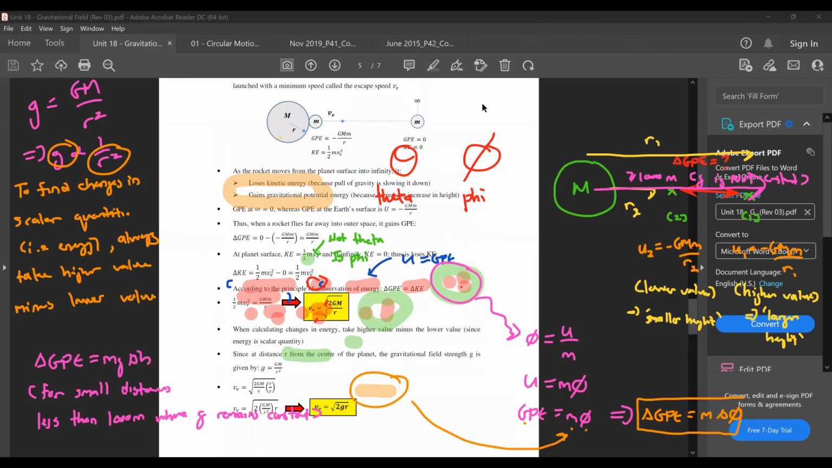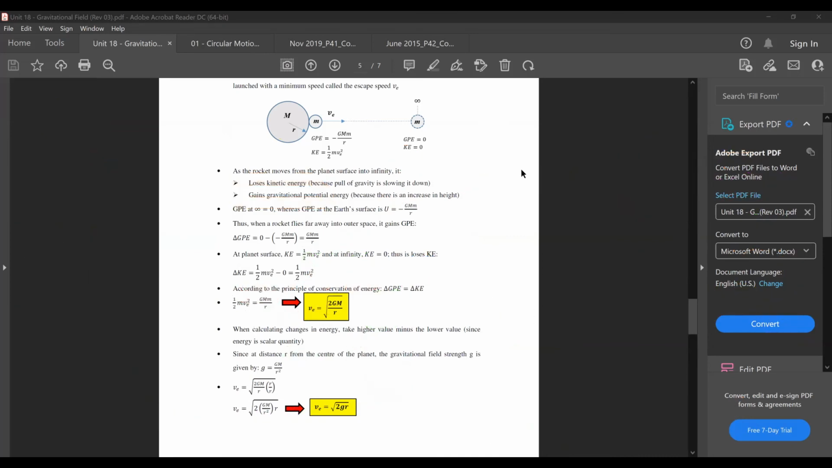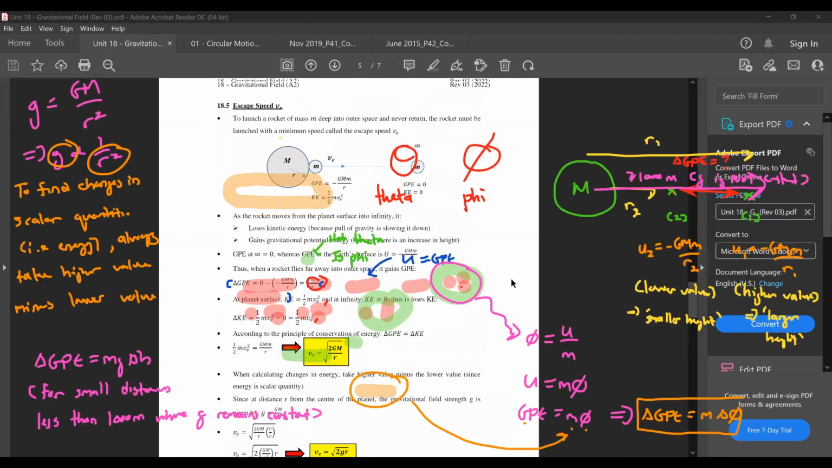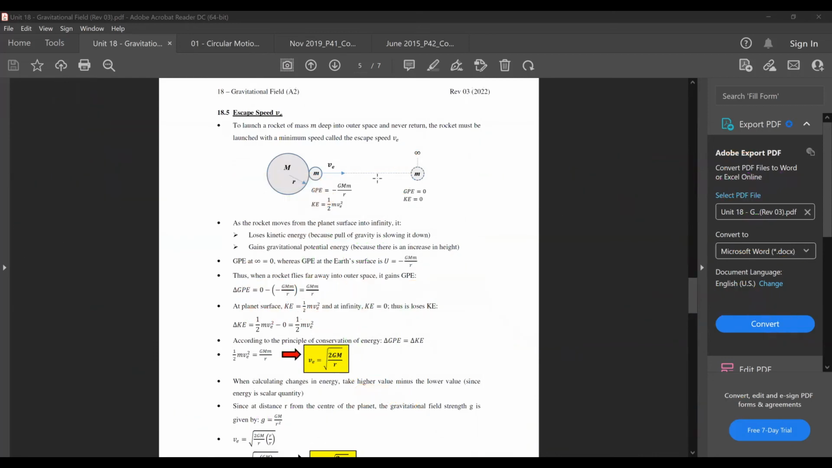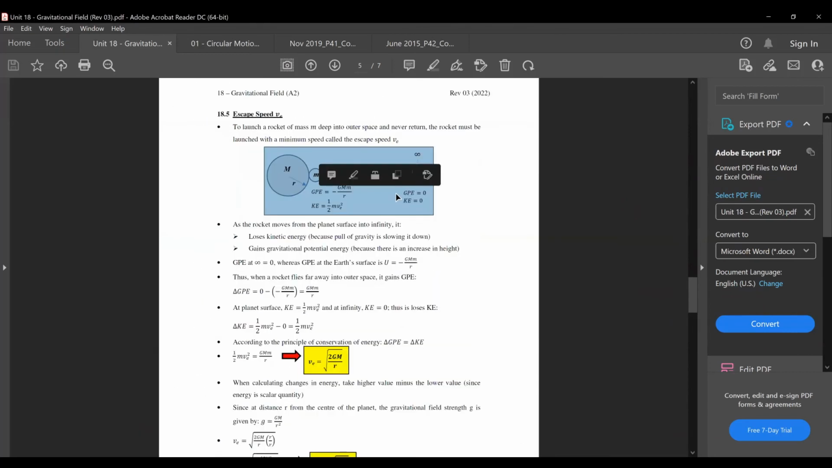Okay, now there is one last thing, escape velocity. Let me just go through this and then we're done with the chapter already. And after that, we can start doing some of the questions. So let me just clear off everything here. Okay, now, the next last thing that you will need to learn is something called escape speed. Okay, escape speed is pretty straightforward.